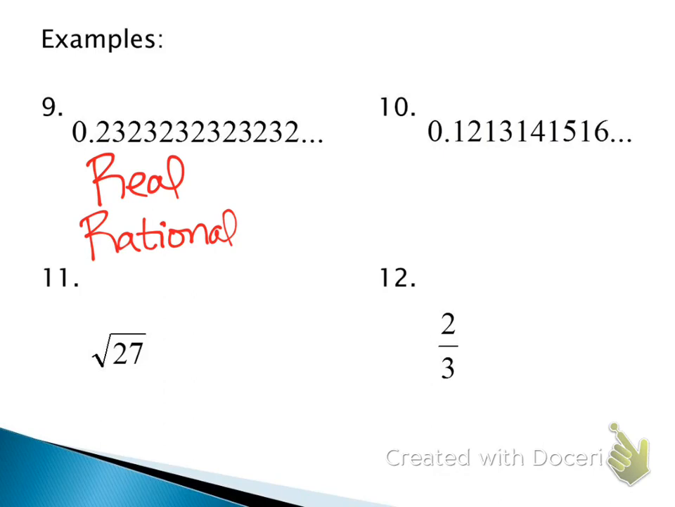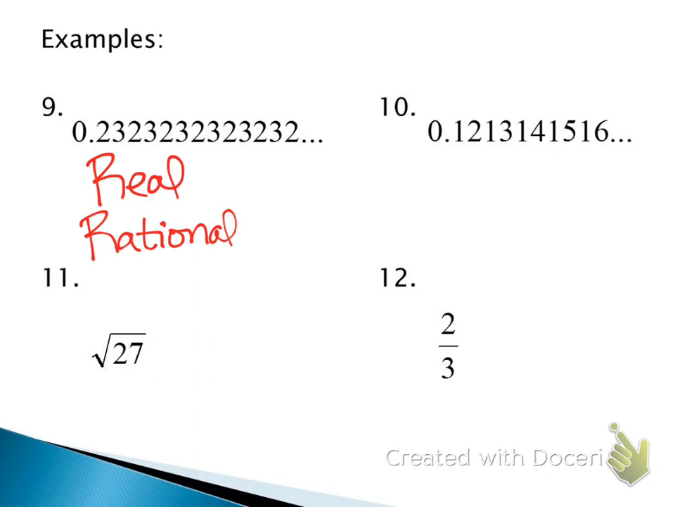Okay, on number 10, well, I guess we should go back to number 9. I hope I don't have to ask this question, but I'm going to anyway. Jakeem, is this an integer on number 9? No, it's not. So we're done classifying it. Now we're really good to move on to number 10.